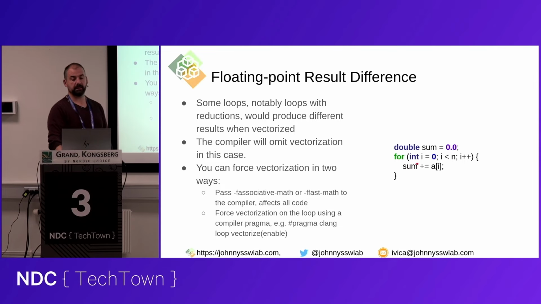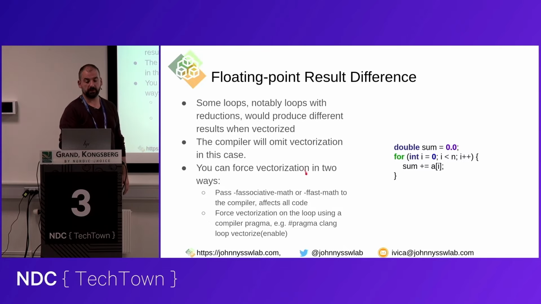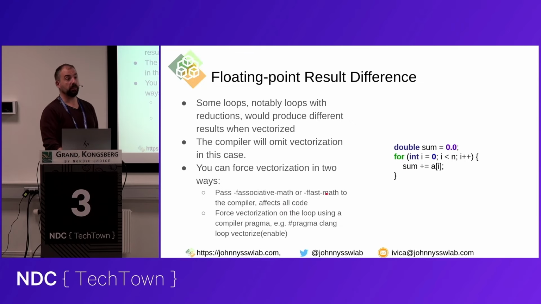Now, the reason is that floating point is not associative, so a plus b, then plus c, is not exactly the same as a plus b plus c. So that's the reason. Now, if you want to force vectorization, you can use a pragma, like pragma clang loop vectorize, or you can pass to the compiler -fassociative-math or -ffast-math, and then the compiler will vectorize this loop and won't complain.